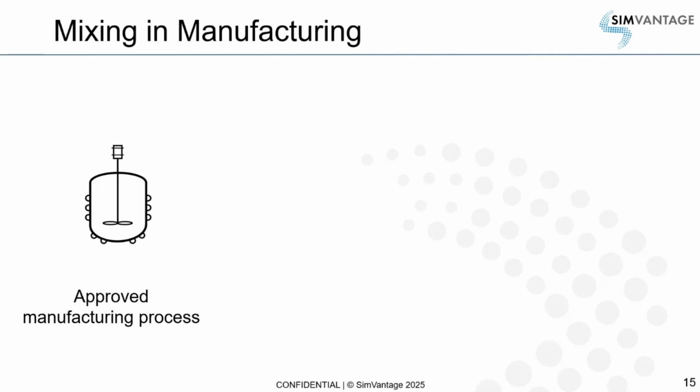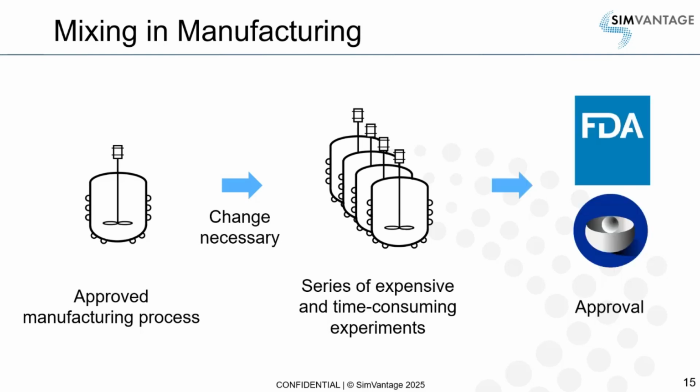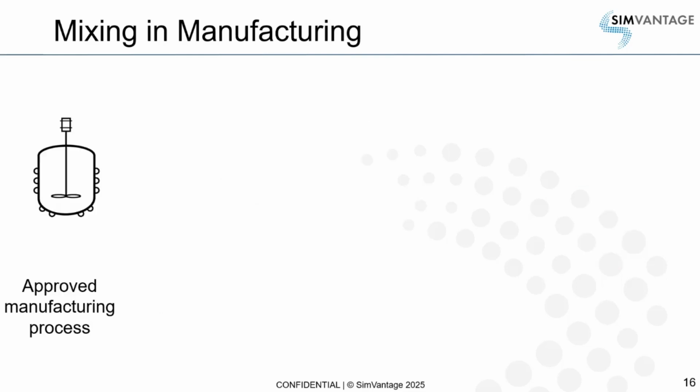And the idea behind that is that you have an approved manufacturing process and a necessary change. And then what you usually do is a series of expensive and time-consuming experiments, and then hand that data to the FDA and the EMA for approval.